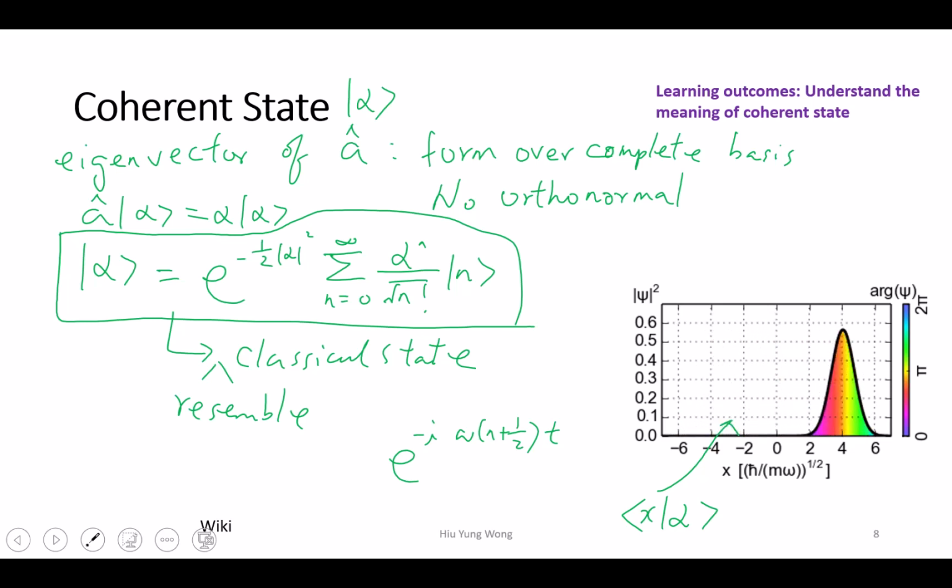Question? Why is this psi squared? Because it's trying to plot the probability. What is the probability of finding a particle at a certain location? It is psi squared. So yes, for probability.